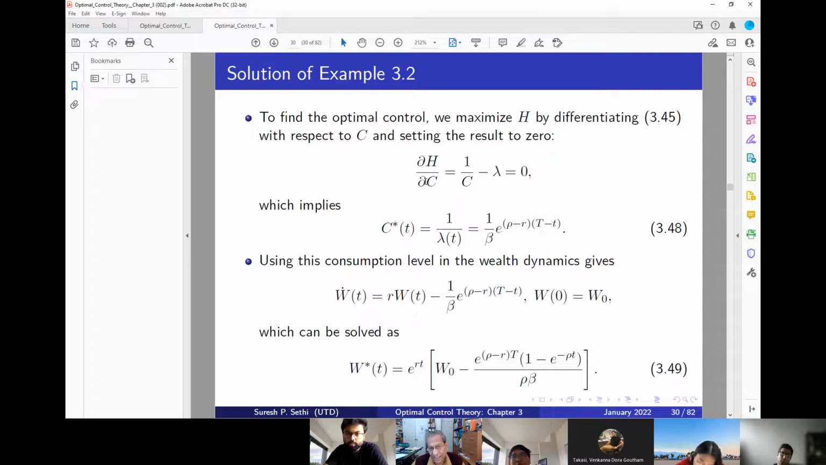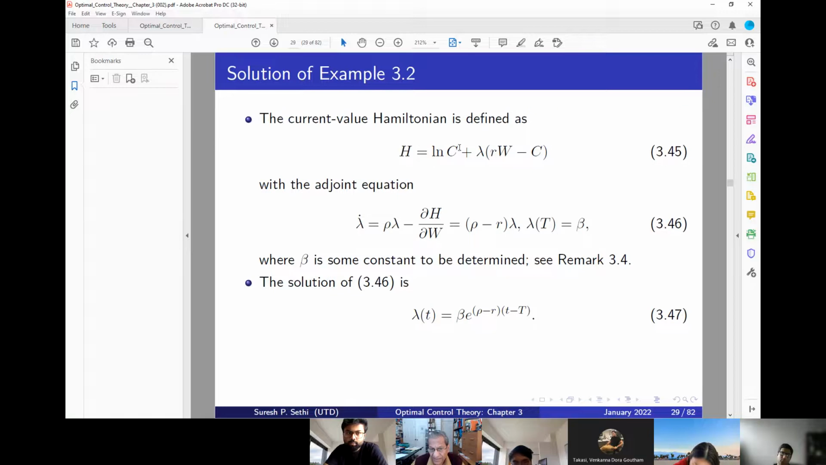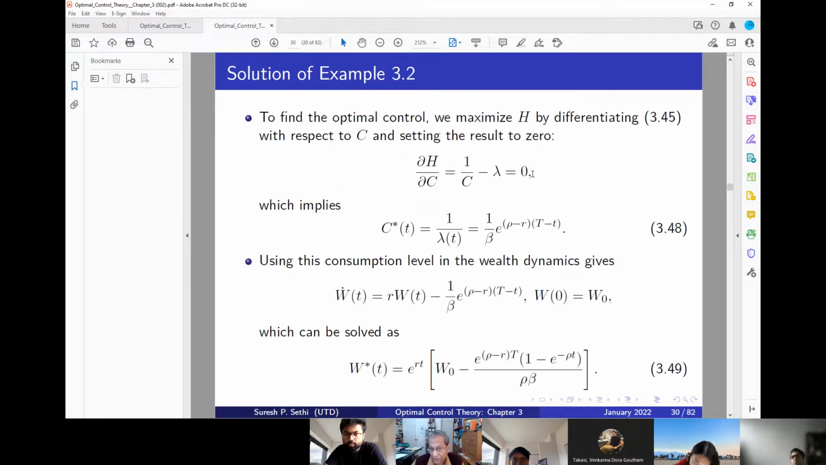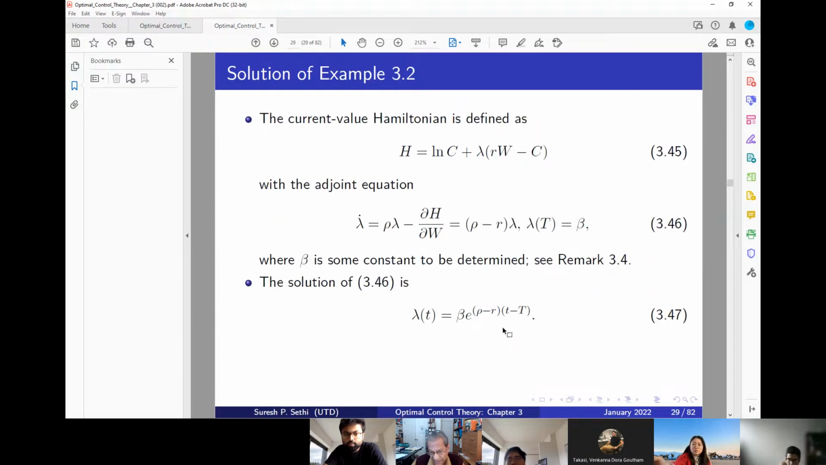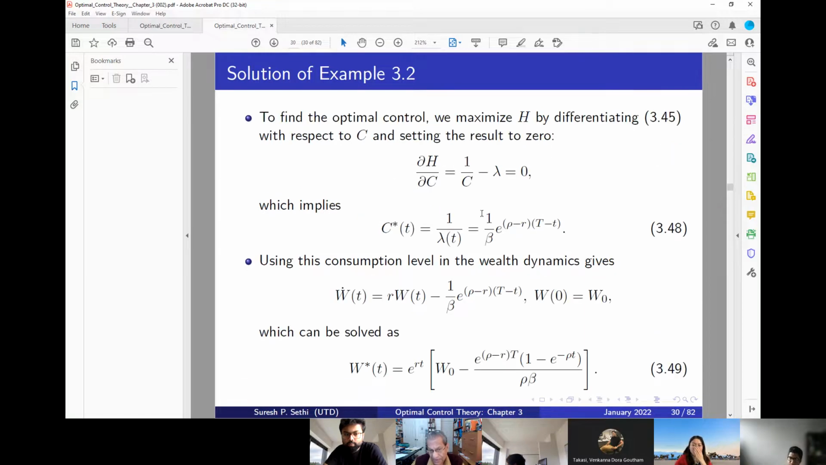Okay, so now see what is the optimal solution? Delta H delta C. I want to maximize the Hamiltonian. So if I do delta H delta C, it is 1 divided by C minus lambda. So that has to be equal to 0. So the C star has to be equal to 1 by lambda T, right? But we already know what lambda T is. So lambda T is given by this. So I put 1 by beta like this. So I know C star T, but in terms of beta, I don't know the beta yet. But whatever beta it is, that is the C star T.